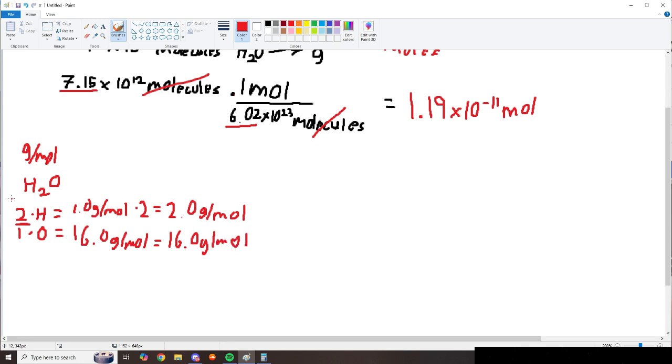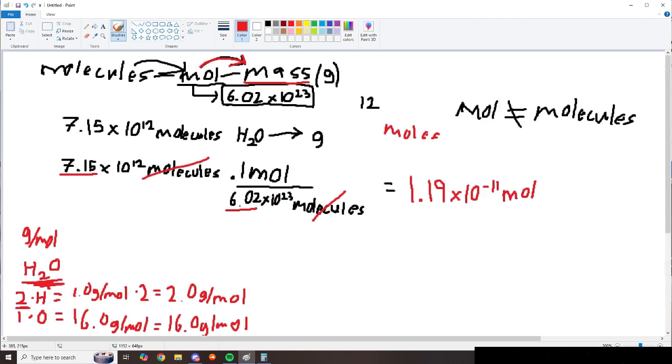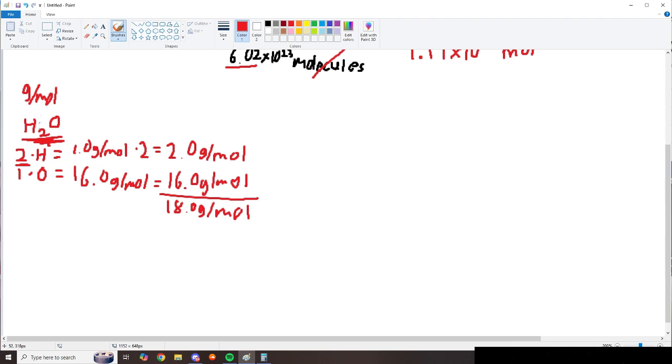And now since we are calculating for all of H2O, what we need to do is add up our molar masses. So 18.0 grams per mole is the total molar mass of water. So in every mole, remember 6.022 times 10 to the 23rd power molecules of water, there would be 18 grams.